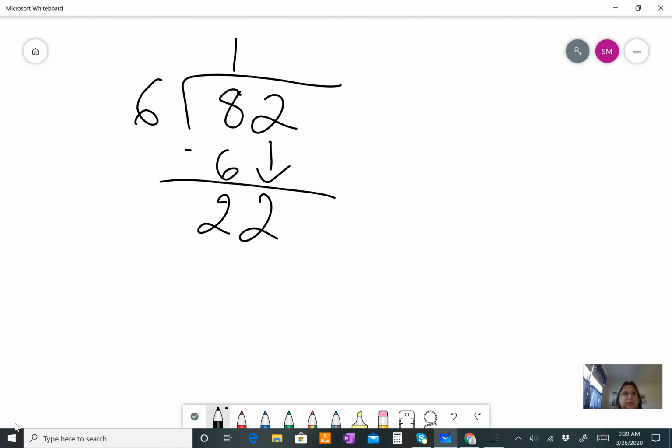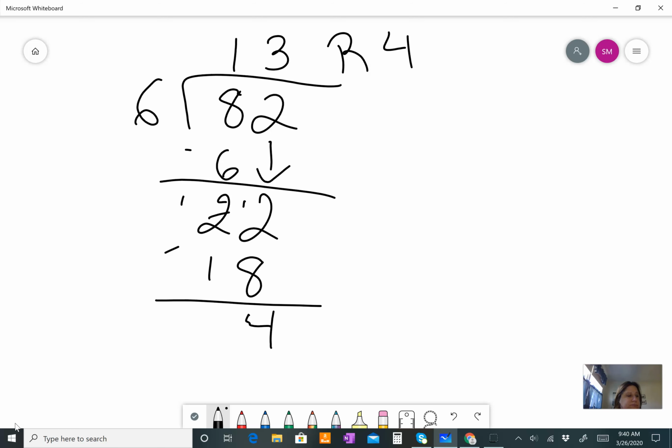6 divided into 22. So again, I want to go as close as I can without going over. So I know 6 times 3 is 18. I only went to 3 because I know 6 times 4 is 24, and that's too high. So I have to do some subtraction here, do some borrowing. I'm left with 4. So 4 in this case would be my remainder, R4, okay?